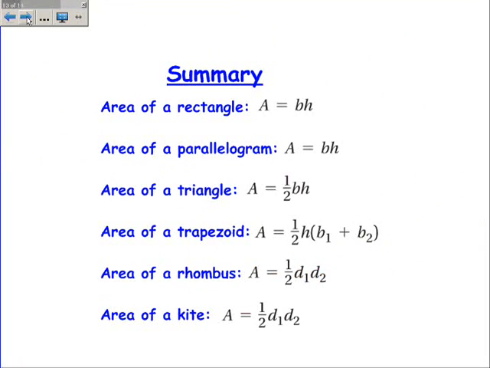Okay, in summary, the area of a rectangle is base times height. The area of a parallelogram is also base times height. The area of a triangle is 1/2 the base times the height. The area of a trapezoid is 1/2 the height times the sum of the bases, or the way I think of it as the average of the bases times the height. The area of a rhombus is 1/2 the diagonals multiplied together. And the area of the kite is also 1/2 the diagonals multiplied together.